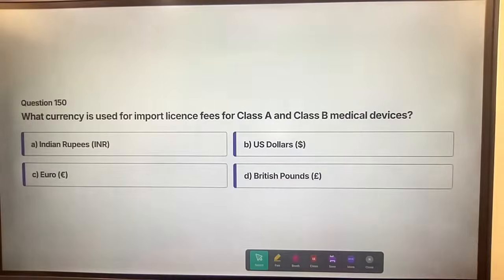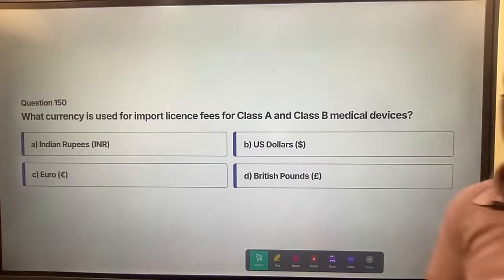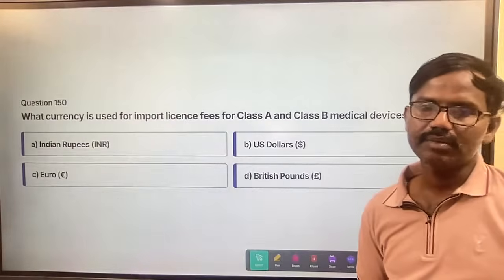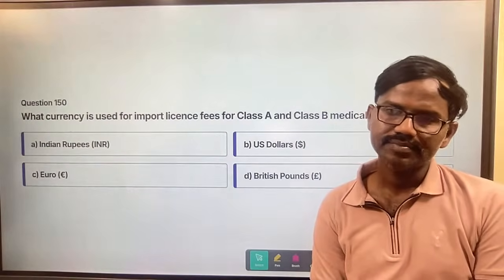Last question: what currency is used for the import license fee for a class A or B medical device? Class A or B medical device, what currency is used? Question number?